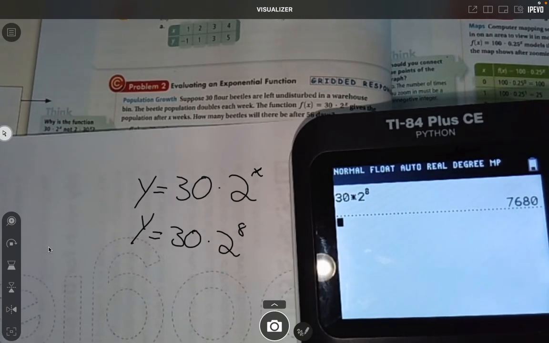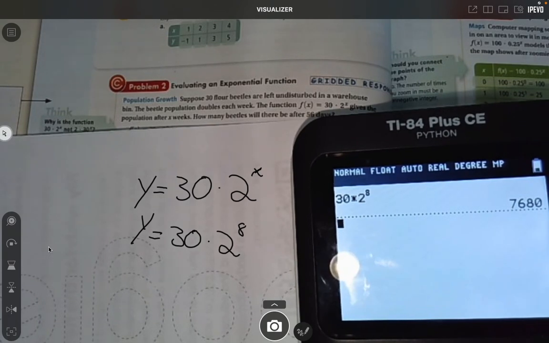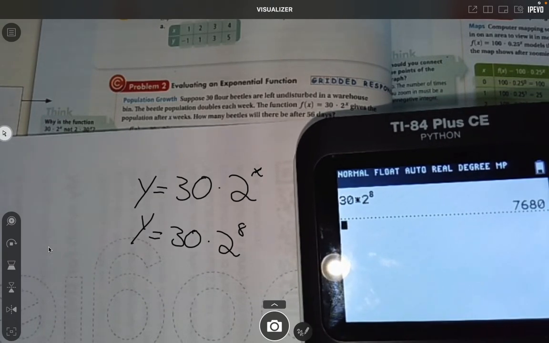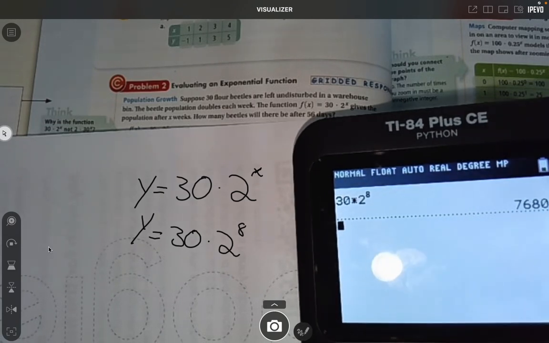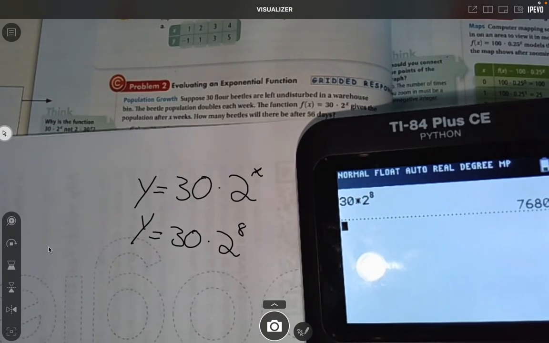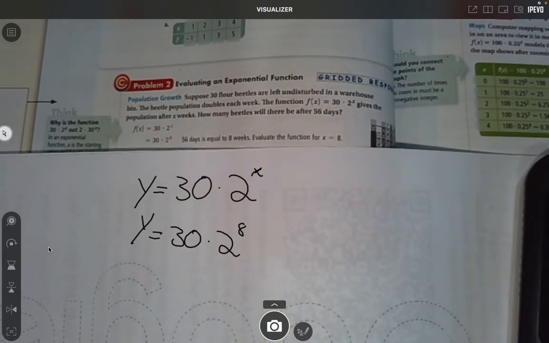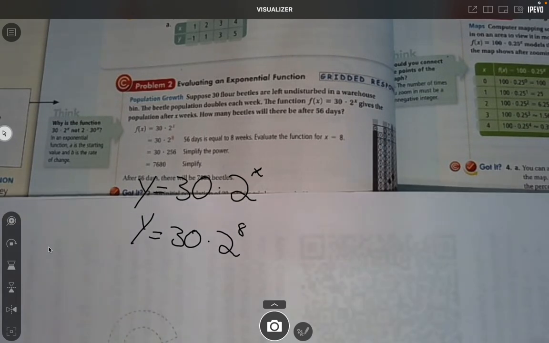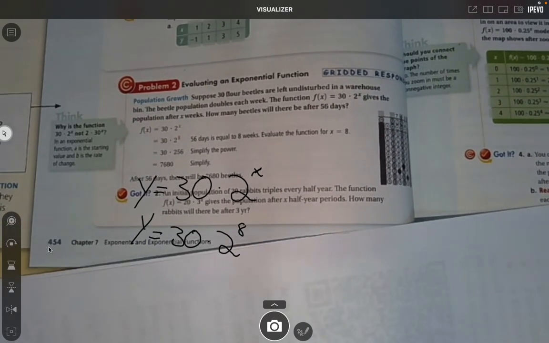And then if you just left them for 8 weeks, it would go from 30 to 7,680 beetles. Okay? And that's it. That's your answer. All you do is plug it in your calculator. Is everybody good with that? Yes? Okay. Let's try this one.